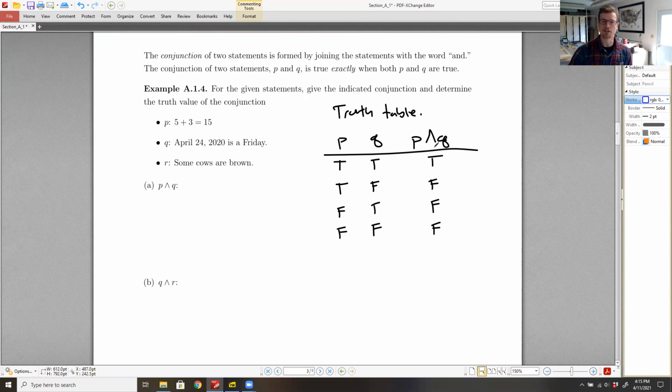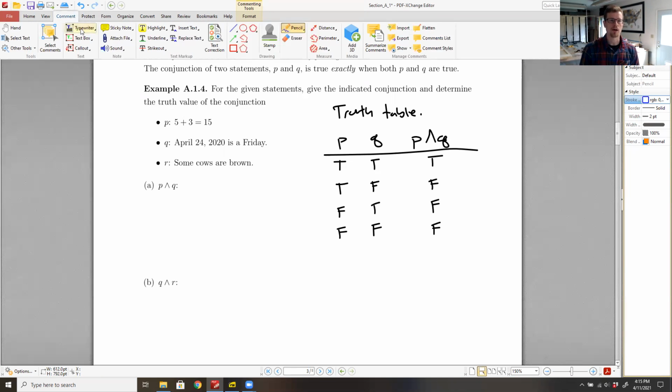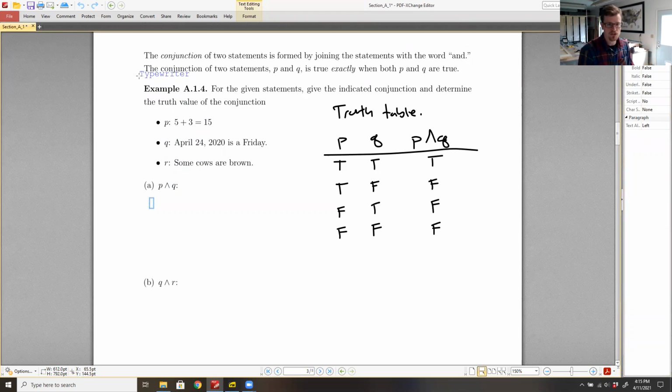This is the idea of the truth values for conjunction. And what does it look like to actually write out the conjunction of two statements? Well, if I wanted to talk about the conjunction P and Q, P itself is 5 plus 3 is equal to 15. We could note here that, of course, this is false, right? 5 plus 3 is 8.